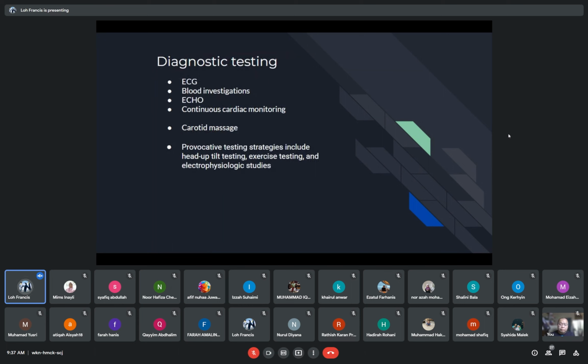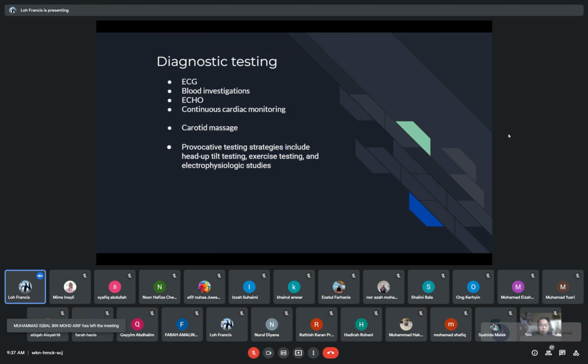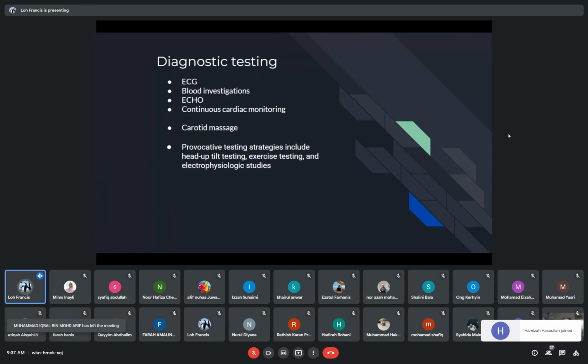The most important diagnostic tool we need to perform on the patient is the ECG, where we need to rule out the most severe cause of syncope, cardiac syncope. Other blood investigations such as full blood count, renal function tests, and electrolytes should be sent. Perform an echo to look for any structural diseases, and continuous cardiac monitoring.